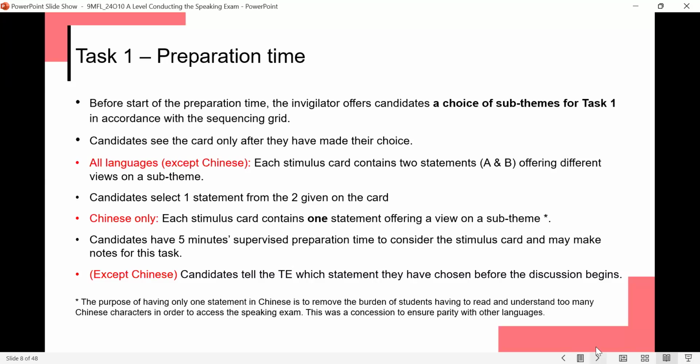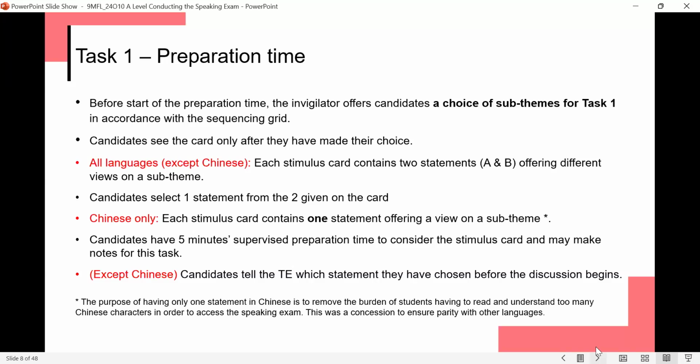And this was about removing the reading burden for students with Chinese, because obviously the processing speed may be slower, I suppose we say, for non-Latin languages, and with respect to our Russian colleagues, but languages that don't go left to right. And candidates have 5 minutes then to prepare the statement on the stimulus card, and they can take some notes during that task.